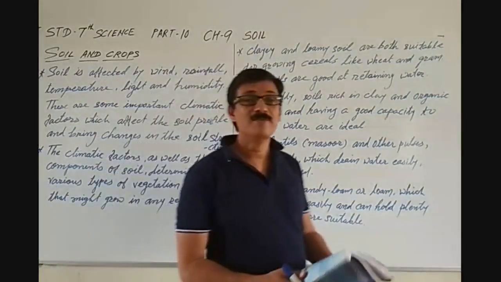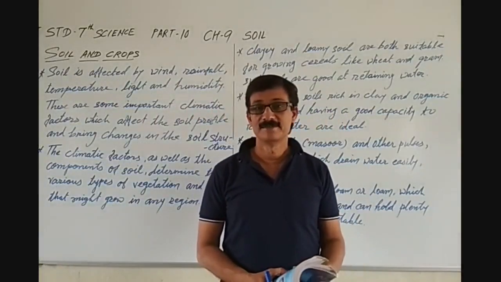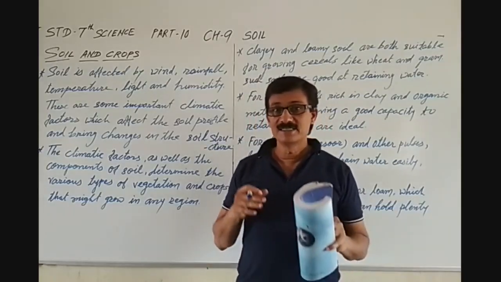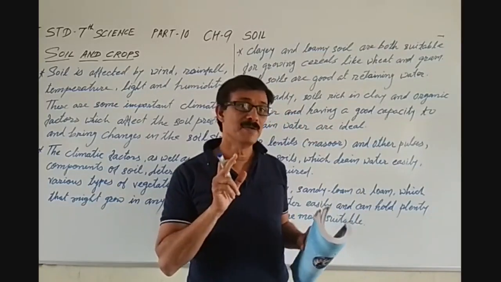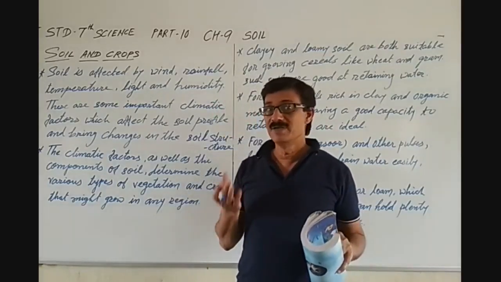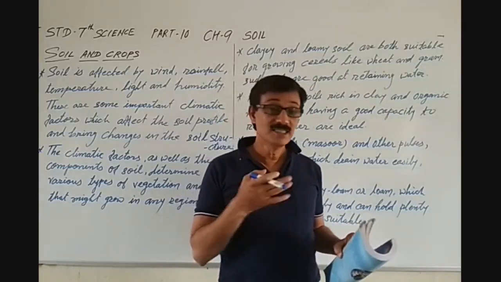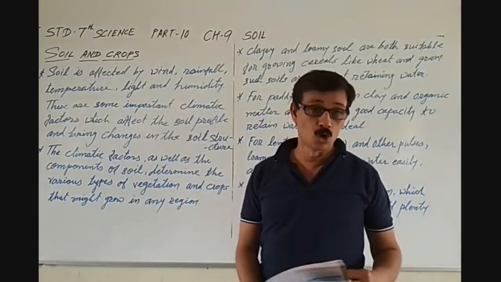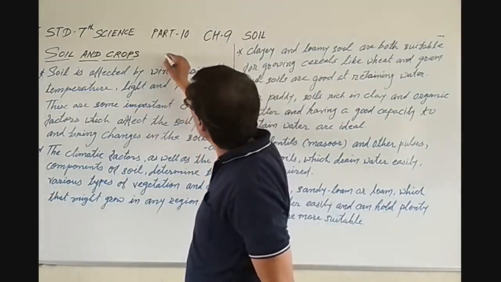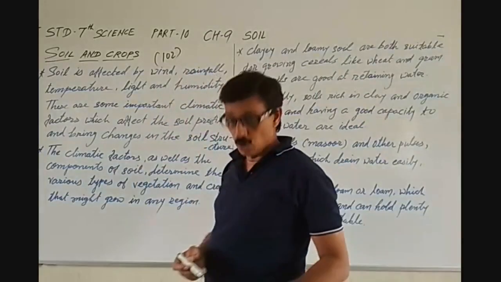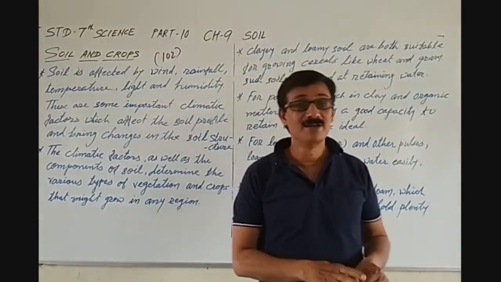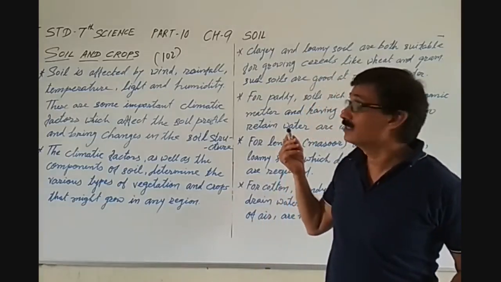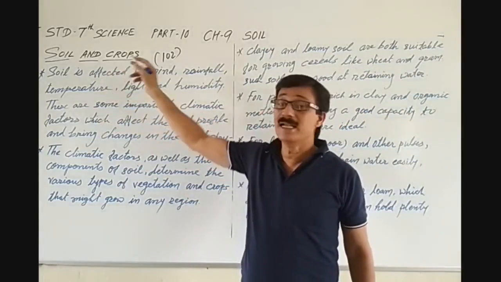Hello students, welcome to the 10th part of chapter 9, Soil of Standard 7 Science. In the last part we discussed some questions available on page number 102 as well as a case study. In this part we will discuss soil and crops, which is available on page number 102. So open page number 102 in your textbook. Keep a sharpened pencil with you and let's start this session with soil and crops.